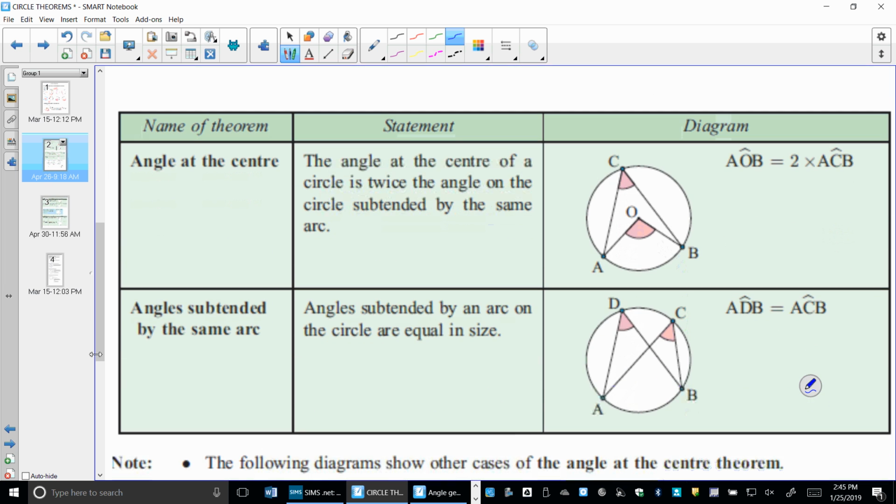This is a very common one, angle at the center. Have you done any of these before? No. Some of them? No. I don't think we went into this one, about the rules. We were just making notes and then. Okay.